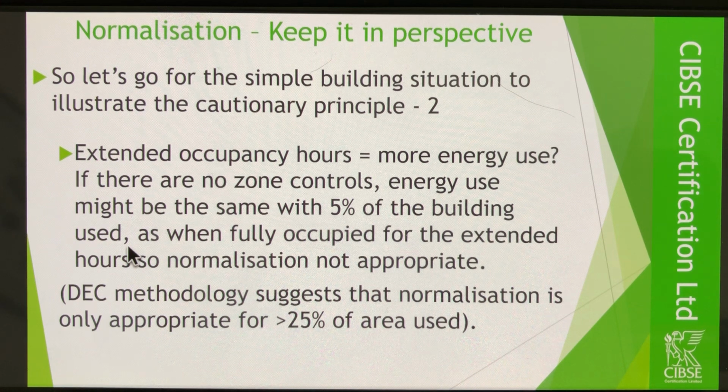A bit of a dig at the DEC methodology there, because DEC methodology doesn't ask you to think about it that closely. It just says if you're using more than 25% of the area, normalise. And I say you might well have been using your full heating capacity all the time already, and in that case, you would be falsely correcting the data. So one for the DEC community to think about.